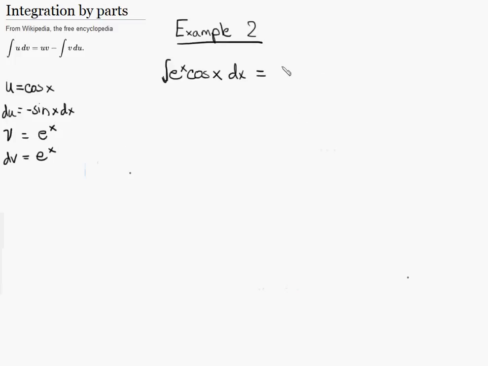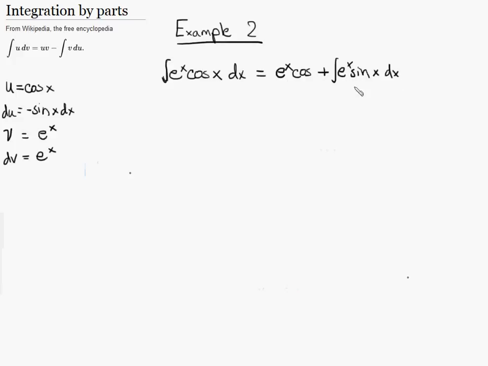Now, if we write our integral out, we have uv, or we'll write it in the other order, e to the x cosine of x, minus, and this minus sign here is going to cancel out, the integral of v du, so e to the x sine x dx. We already took care of the negative sign right there.